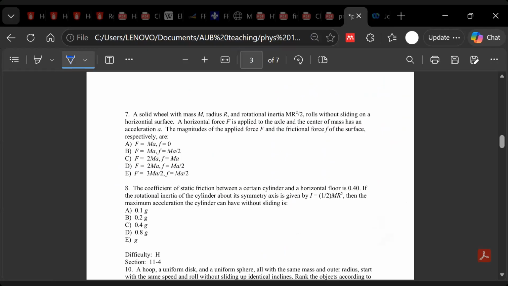A solid wheel with mass m, radius r, and rotational inertia mr squared over 2 rolls without sliding on a horizontal surface. A horizontal force F is applied to the axle, and the center of mass has an acceleration a. The magnitudes of the applied force F and the frictional force of the surface, respectively, are... So we want to study the forces and the frictional force. I have a solid wheel, its radius is r, its rotational inertia is given. I'm just going to apply Newton's laws for translational and rotational motion.